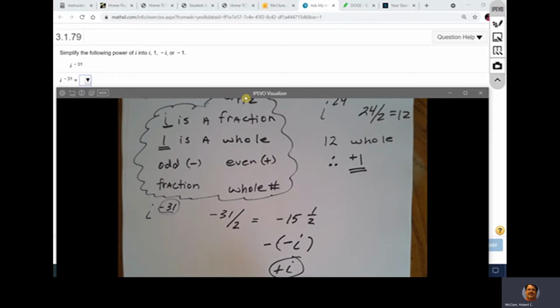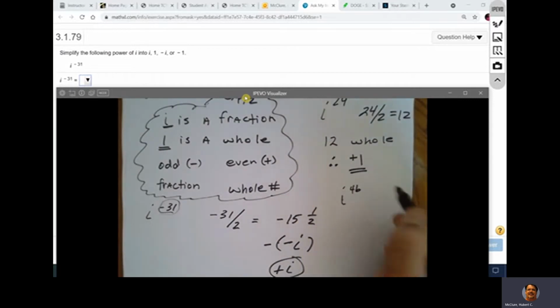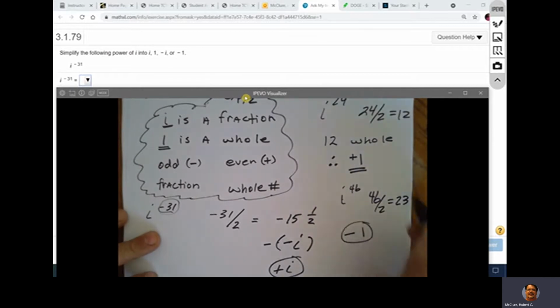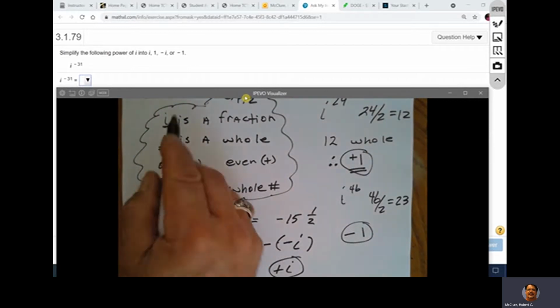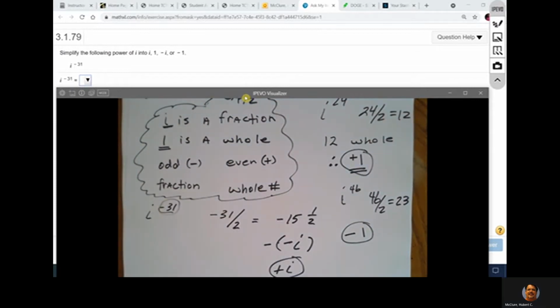But what about i to the 46th power? 46 divided by 2 is 23. Is 23 an even number? No, it's odd, so that's negative. And is it a whole number? Yes, 1. And you just got to remember, i is a fraction of the class and 1 is a whole. And that's what you need to remember on those.